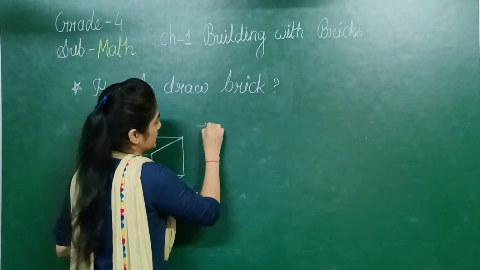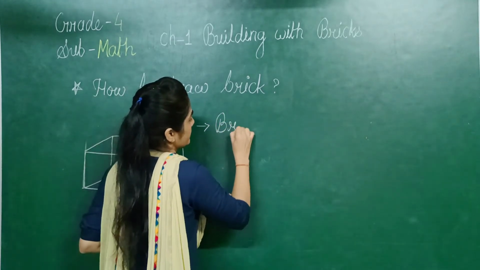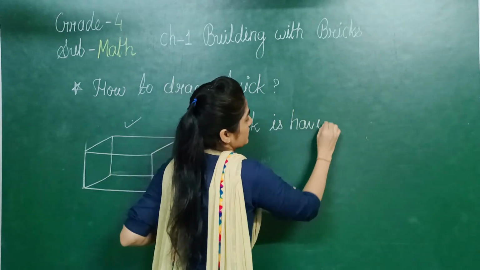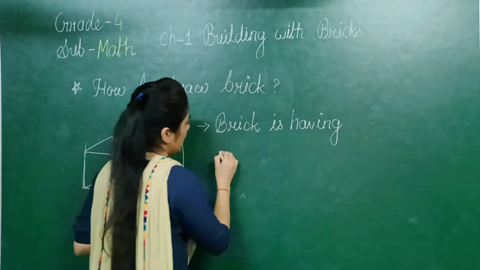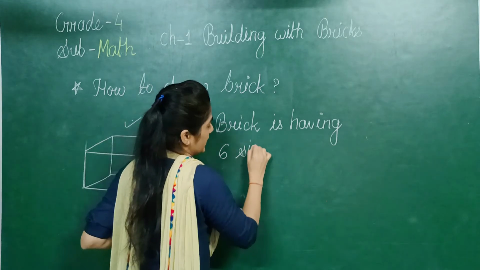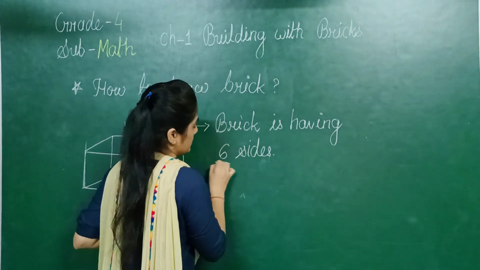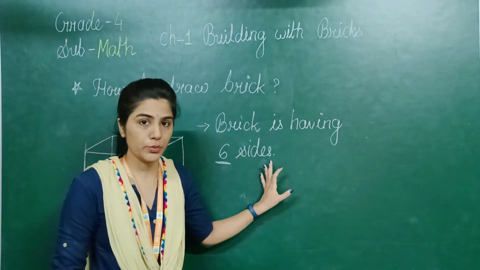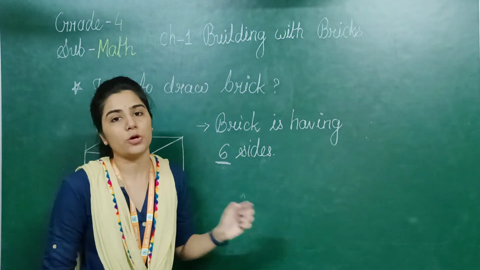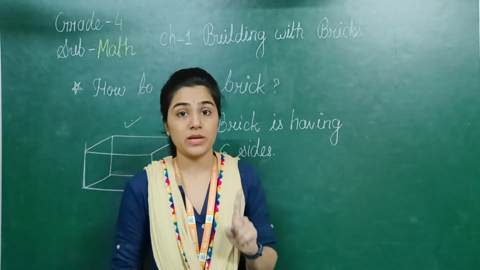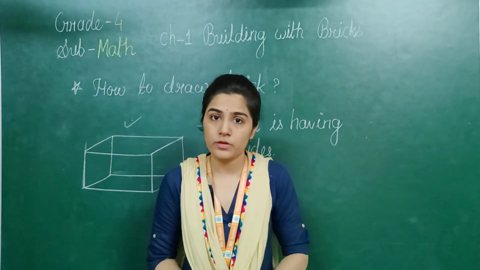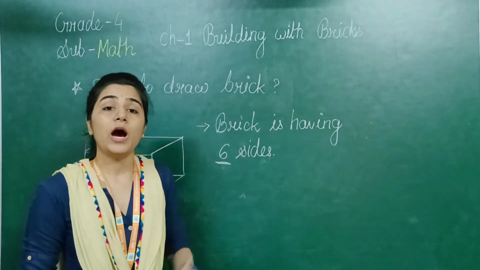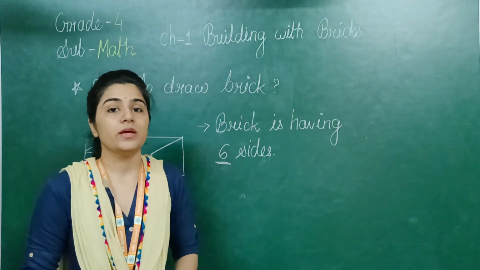So we can say that a brick has how many sides? 6 sides. This is a very important question and point for you, because it can be asked in objective type questions, in fill in the blanks, in MCQs, in one word answers, right? So you have to remember this. Now, how many corners are there in a brick?